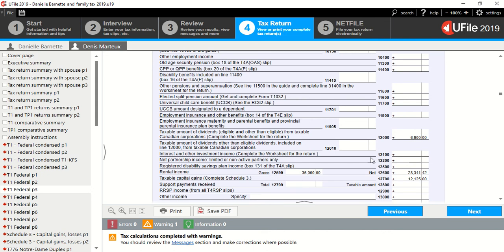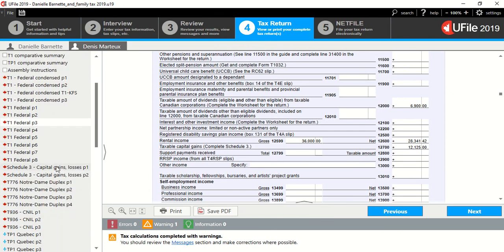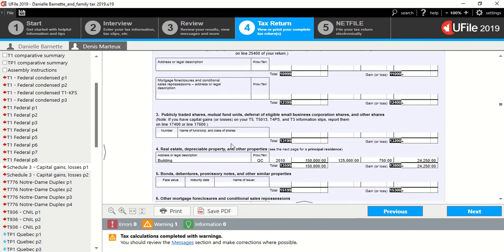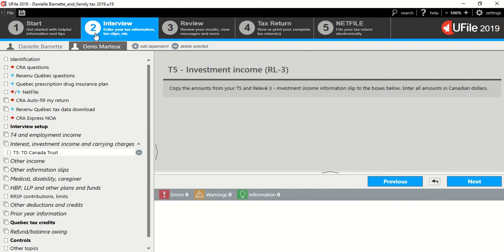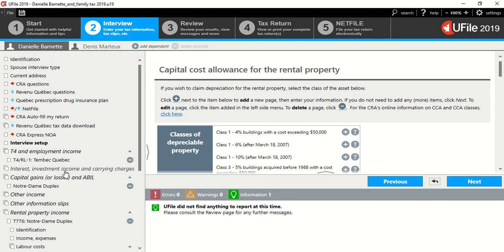Well, now it calculated the building portion. Okay, there you have it. Here is the capital gain schedule. It split everything half and half. You do not have the land portion. Let's go back to interview. Daniel Burnett. And let's explore that option where it's the percentage with respect to the capital gain.